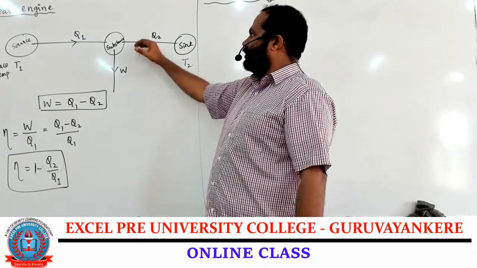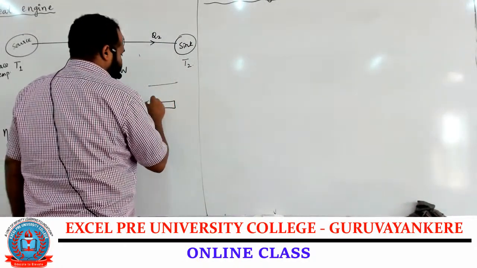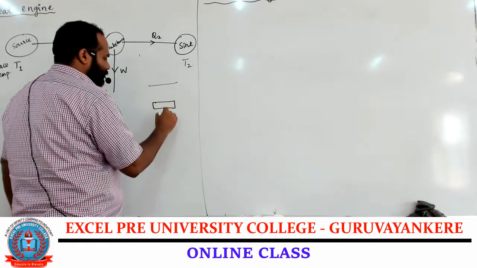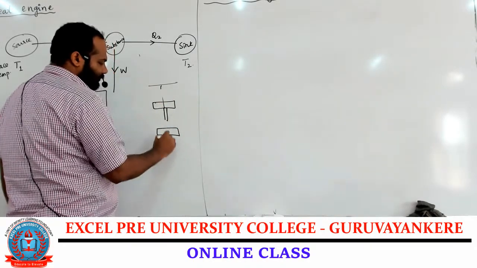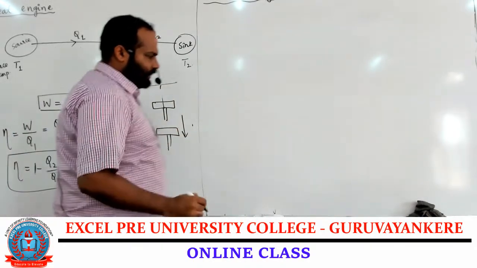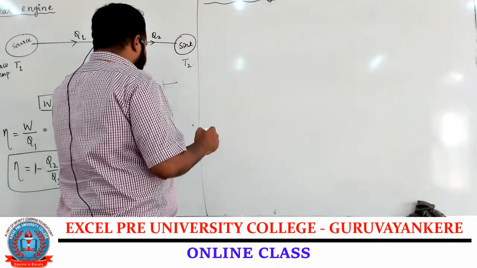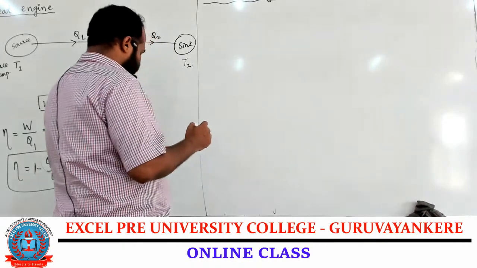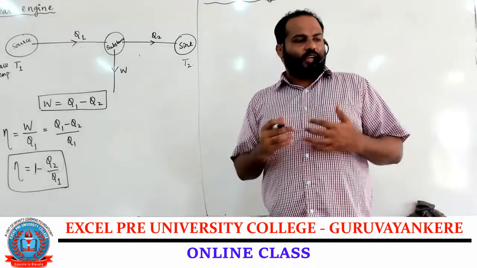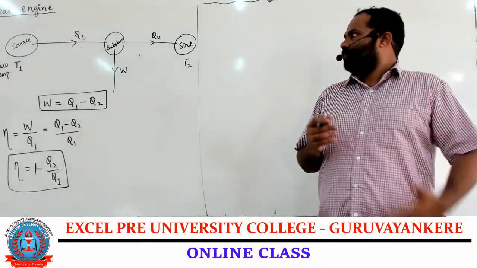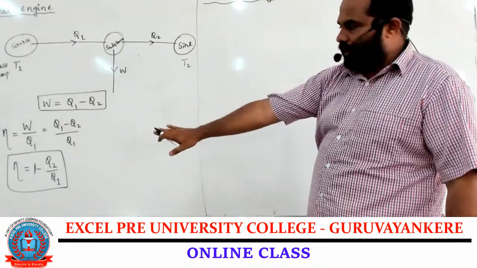Some amount of work is done. The gas compresses, the piston moves, the gas expands, and automatically due to that expansion the piston will come in the opposite direction. Is that clear? So that is how mechanical work is correlated. So this is the efficiency formula of the heat engine.